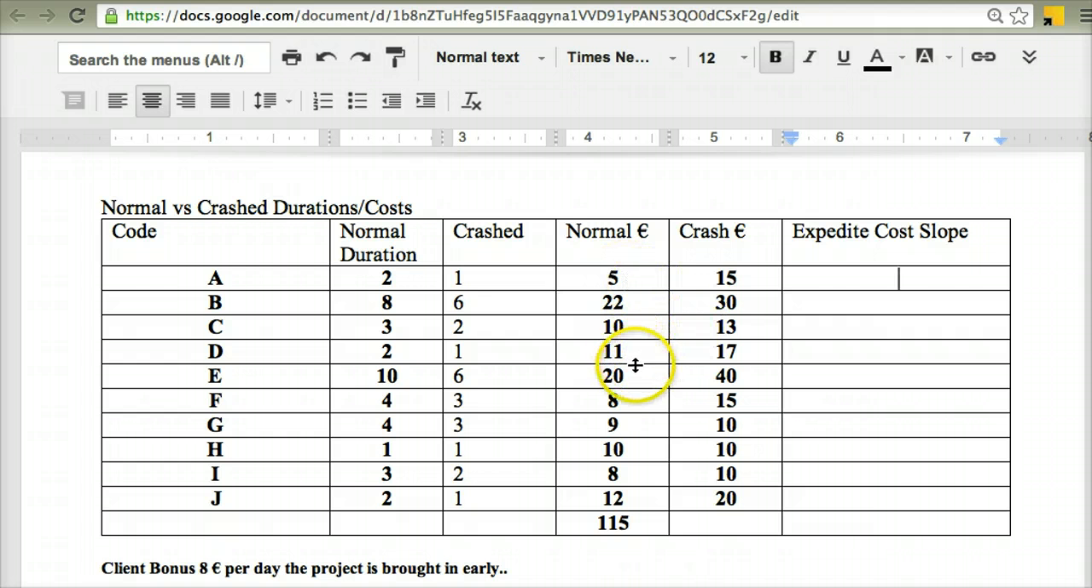with the example of activity E, for instance. I've got a normal amount of 20 euro. So to complete the task E in 10 days, that would cost me 20 euro. If I wanted to complete the task E in 6 days, then it's going to cost a lot more. It's going to cost me 40 euro.